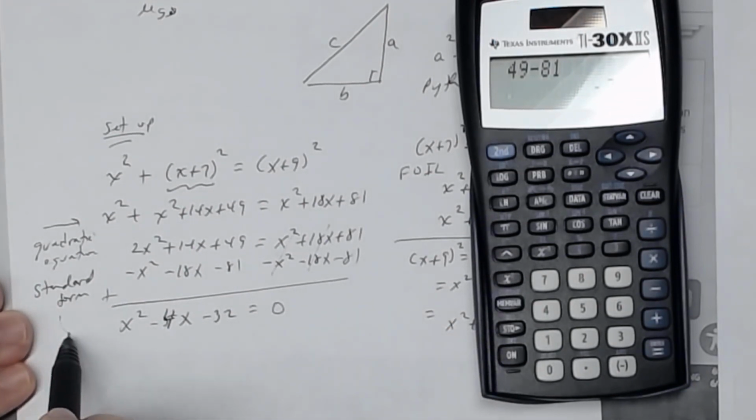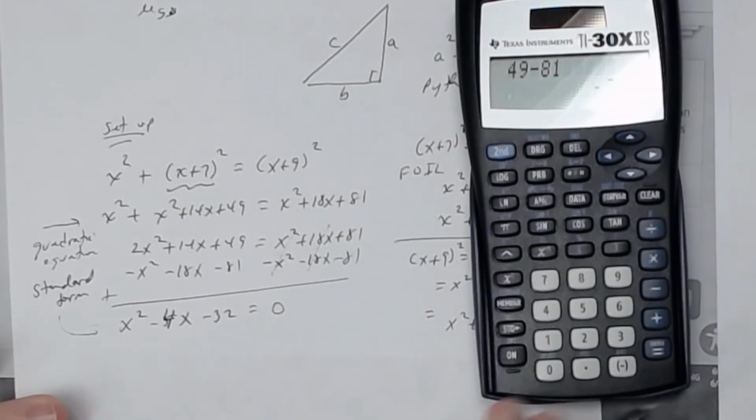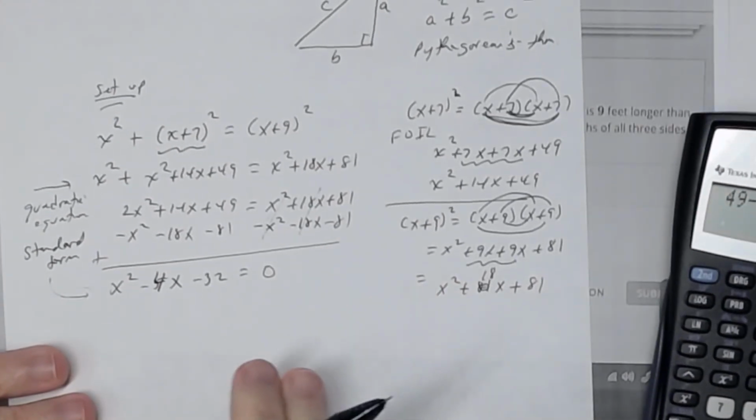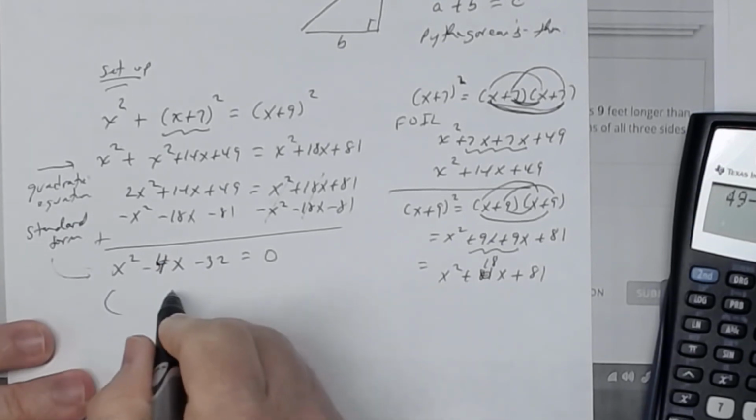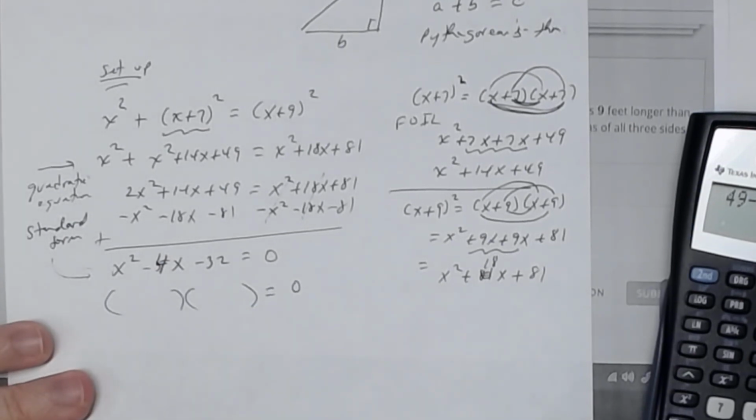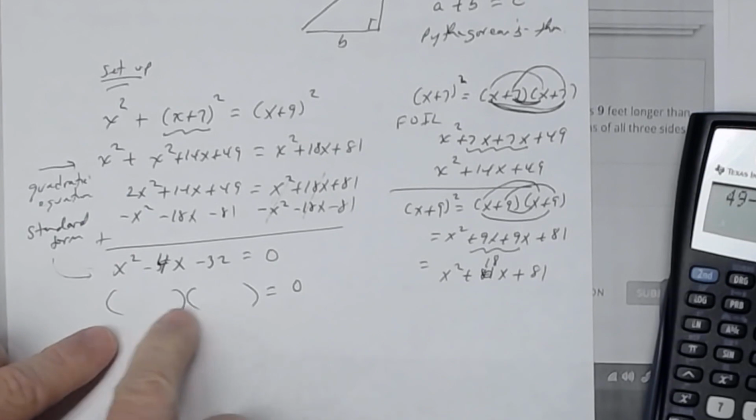So now notice it is in standard form. Now what you're going to do is, for us, it's going to be factorable. So now we're going to factor this trinomial. So we're going to factor this into 2 binomials. And remember, this is trial and error.